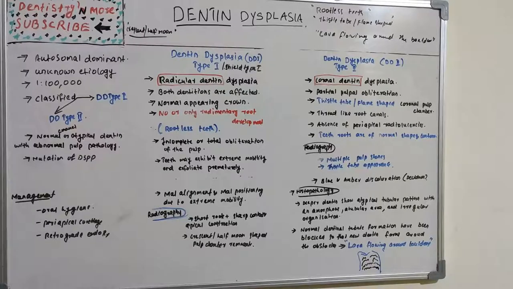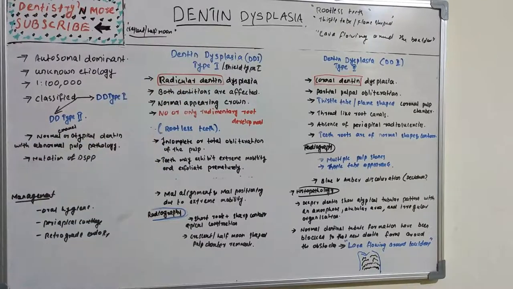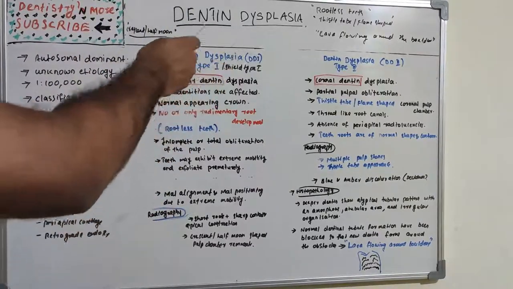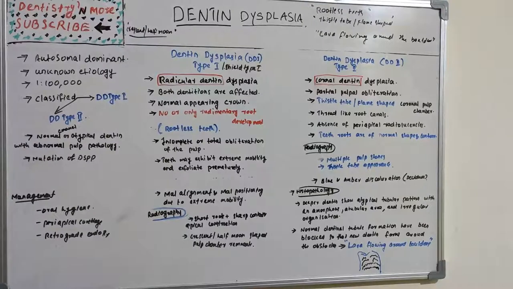Hello everyone. Welcome back to a new session in Dentistry and More. Today's topic is a developmental anomaly known as dentine dysplasia. In the last sessions we covered amelogenesis imperfecta and dentinogenesis imperfecta, where the formation of enamel and dentine is not proper. Likewise, dentine dysplasia is an abnormal development of odontoblast or dentine formation in an improper way. Dysplasia means abnormal development of cells within tissues or organs. So let's get into the details of dentine dysplasia.